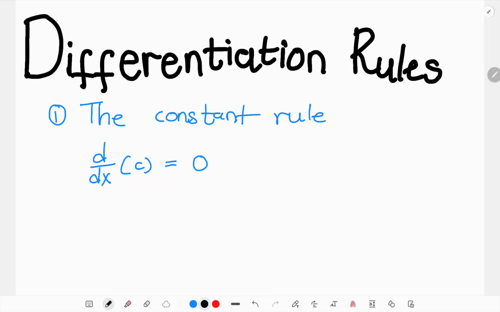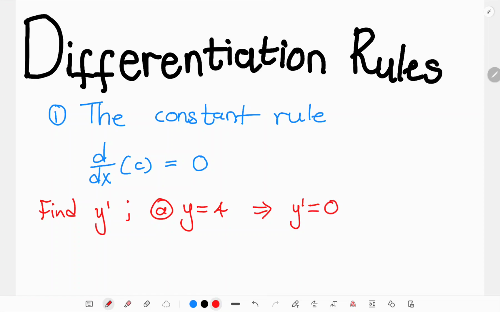Just for more examples to help understand this, let's say we're required to find y prime. Let's say y equals 4. This means that y prime of 4 is just 0. So that's the simple one, but it gets a bit tricky.